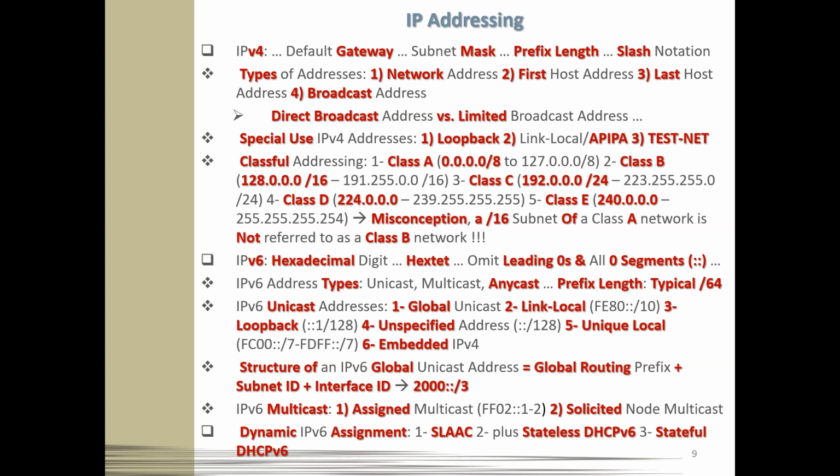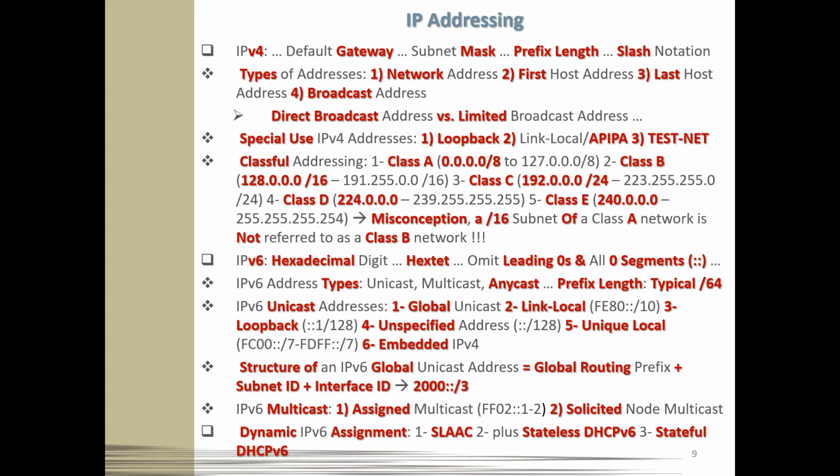Please note that typically it is the link local address of the router that is used as the default gateway for other devices on the link. So we provide the link local address of the router interface as the default gateway, and we assign it when we specify it in all devices.